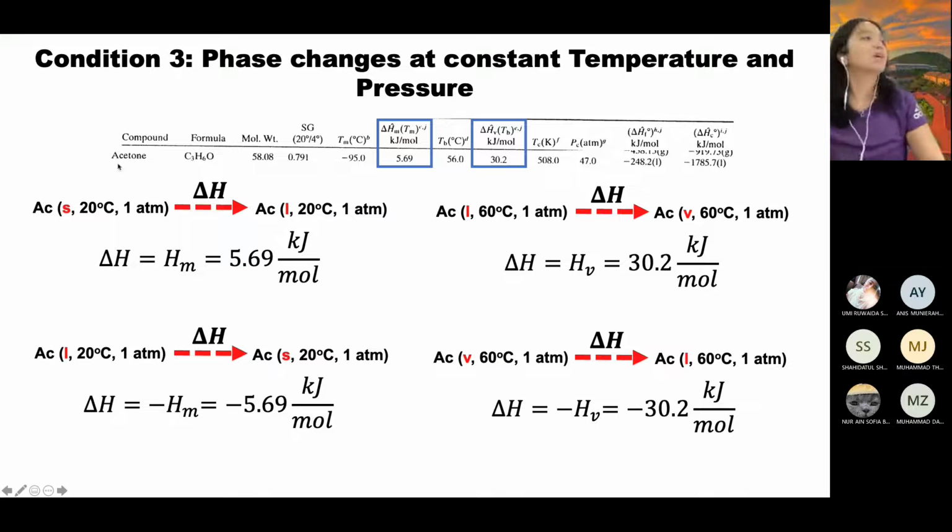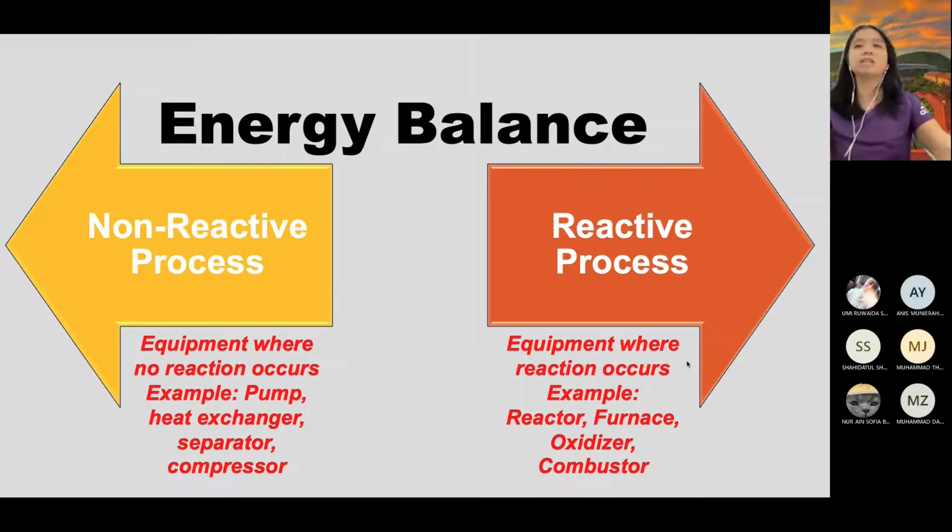Okay. So next, okay, so this is example. Contohnya acetone solid kepada acetone liquid 5.69. Acetone liquid kepada acetone solid negative 5.69. Acetone liquid to acetone vapor 30.2 heat vaporization. However, acetone vapor to acetone liquid negative 30.2. Terbalikkan sahaja heat of vaporization. Okay, done. Okay, now Uli, I will teach you how to do the calculation.